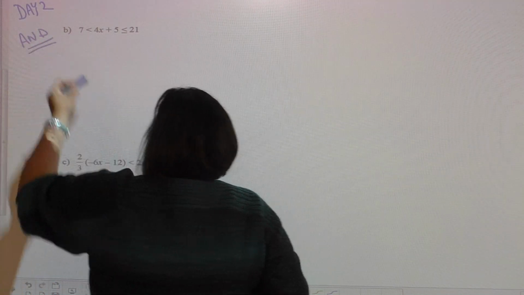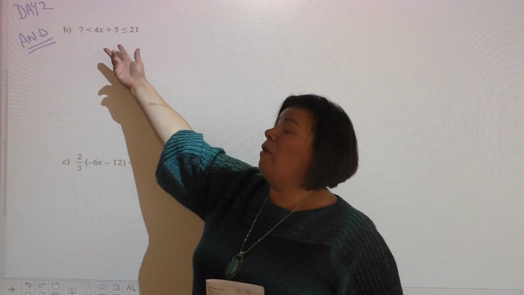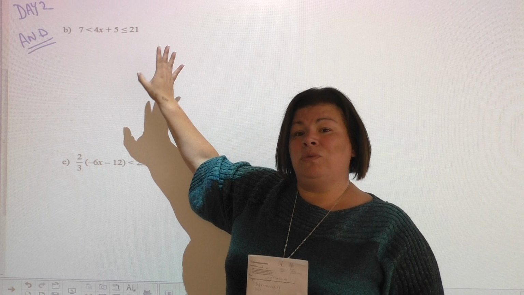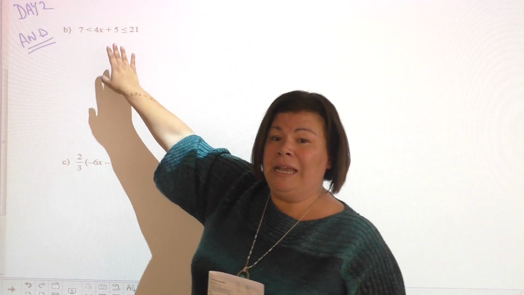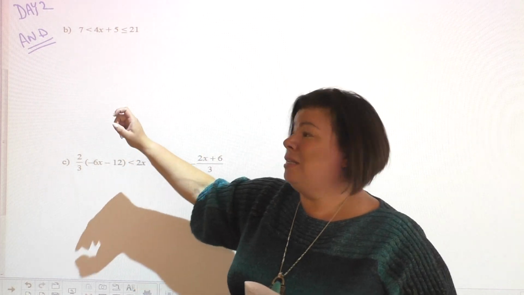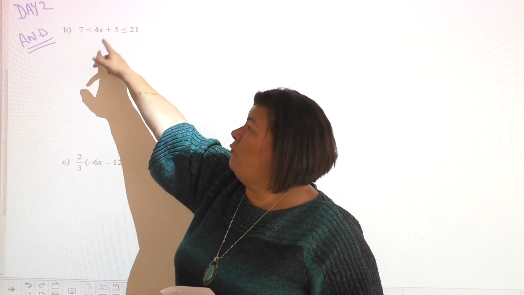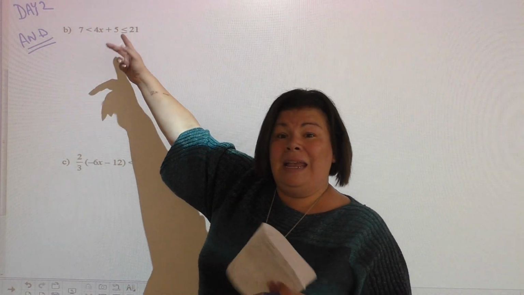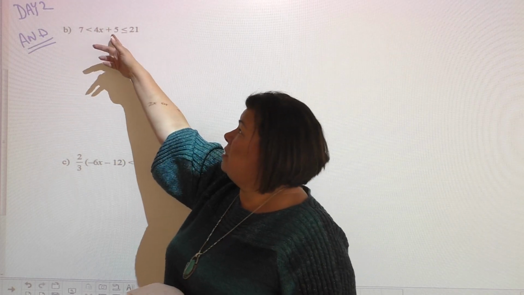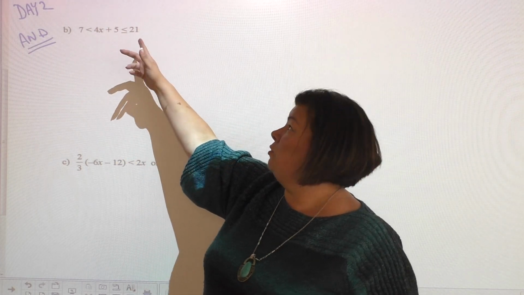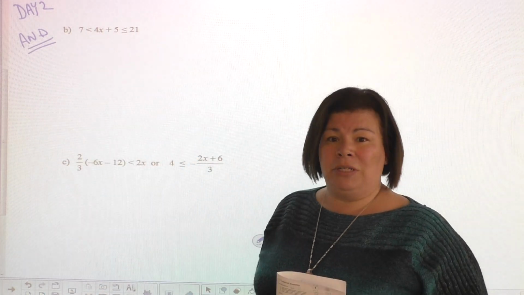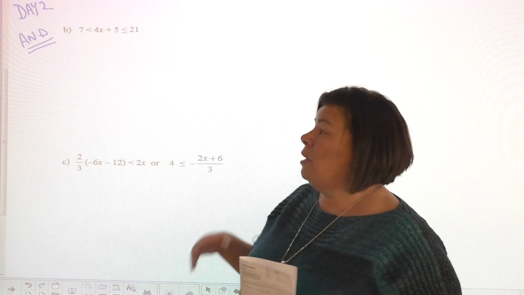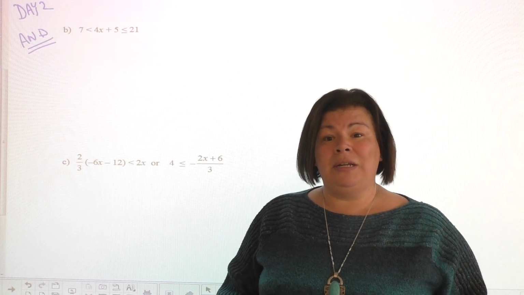So anytime you see two inequality signs without an actual word in there, and or nor, it's really implied to be and. Because what we're saying is that 7 is less than 4x plus 5, and also 4x plus 5 is less than or equal to 21. So that word and is inherently coming out in that statement. So because it's an and, we're going to treat it as such.